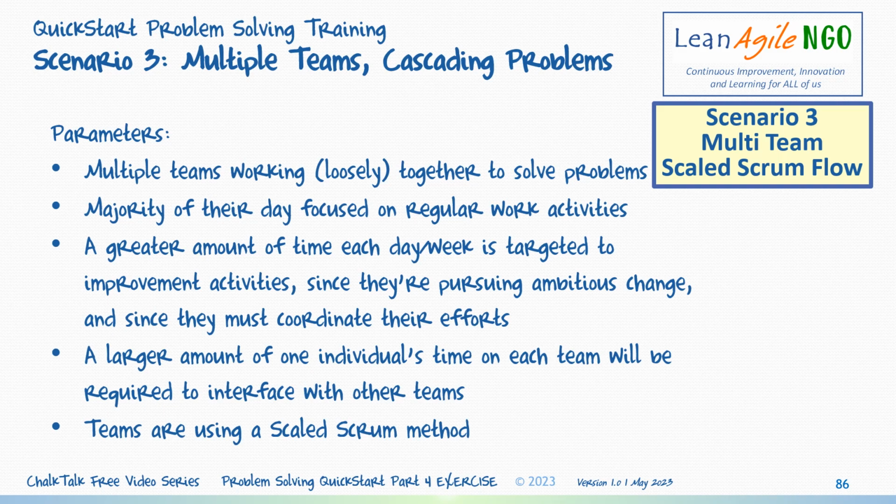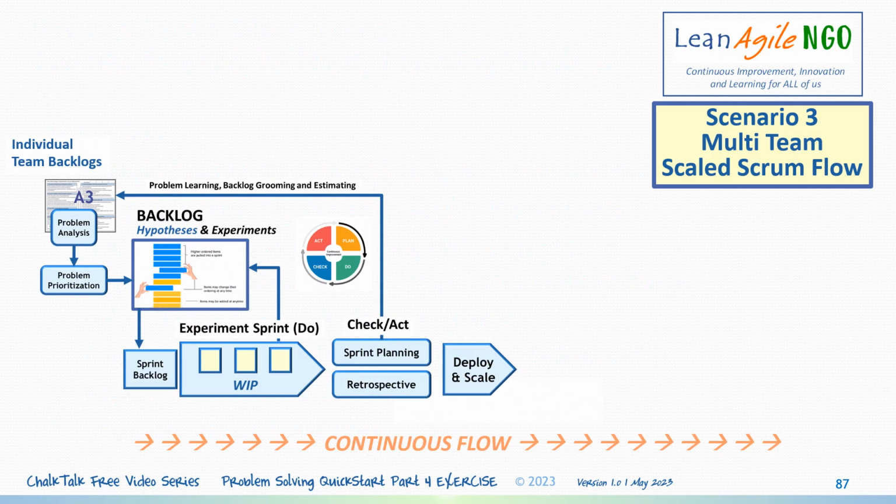Finally, here's a summary of scenario 3 with multiple teams working on a single improvement initiative. Note the coordination of team backlogs, sprint activities, daily stand-ups, product backlog, and Scrum process retrospectives and improvements require more guidance and support. Here's a depiction of scenario 3 with multiple teams working on the same problem.